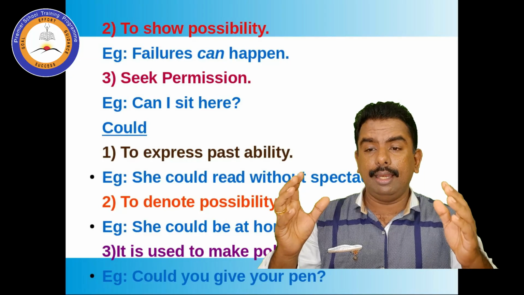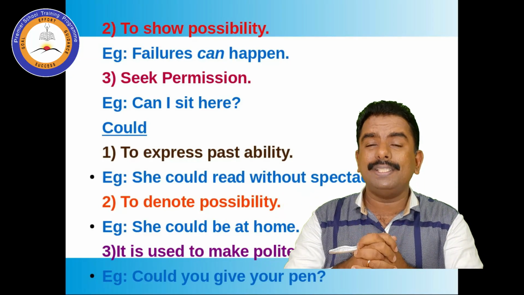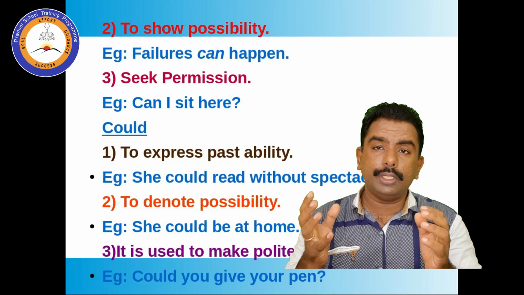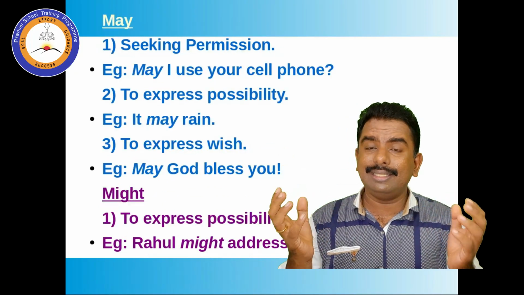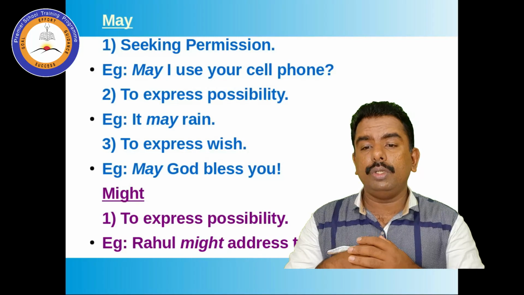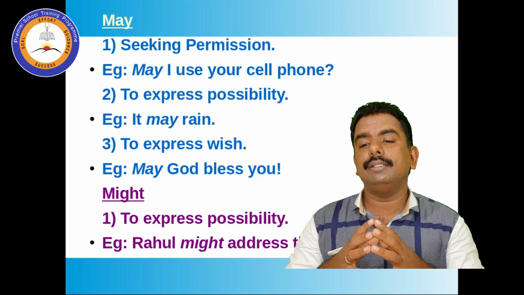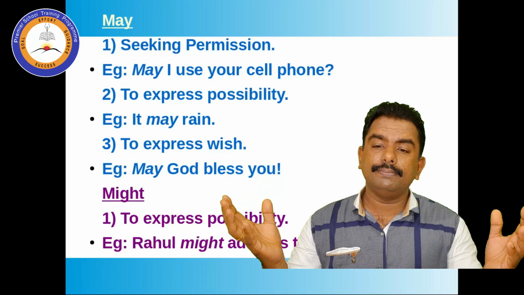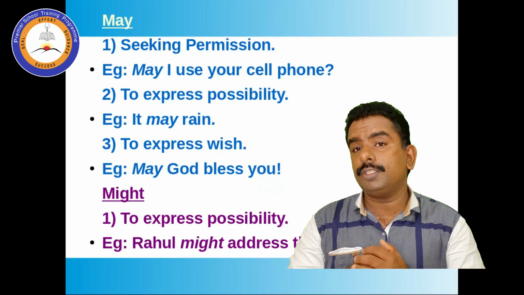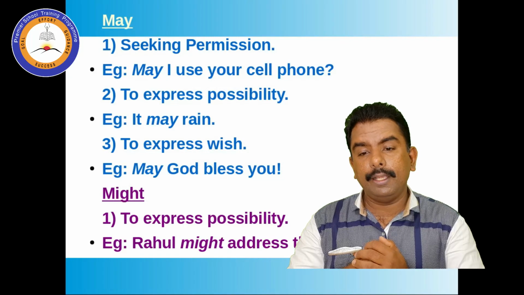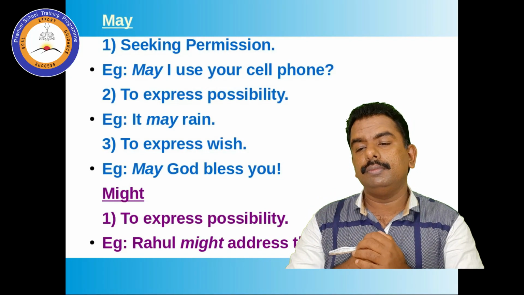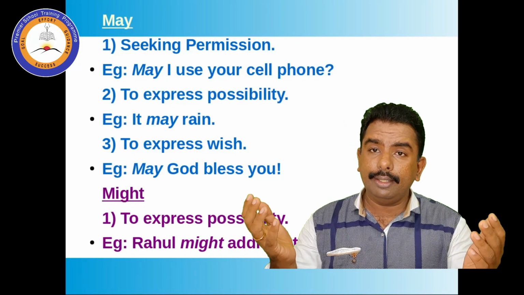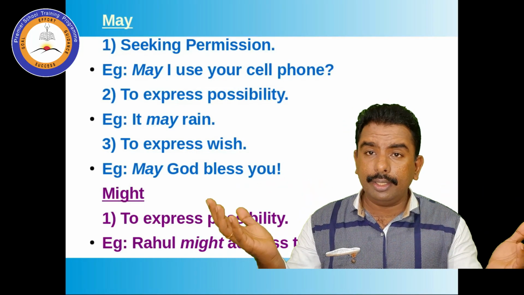Next is shall. Used with first persons in future tenses. Example is we shall teach English. Second one is to express command. Example, you shall not smoke in the car. Next is to express promise. He shall be promoted. Next one is seeking permission. Shall I go earlier?